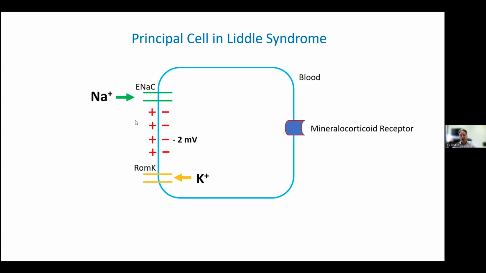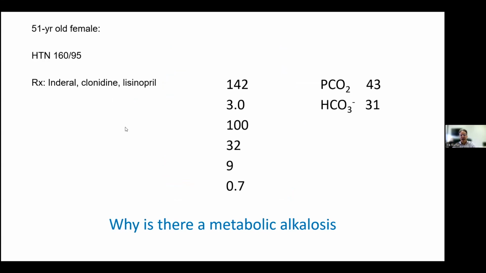Okay, so the picture in Liddle syndrome looks very different. Now let's go back to our patient. Our patient, yes, had hypokalemia. Now we can say this is due to principal cells hypersecreting K because the apical membrane voltage in the principal cells is now depolarized. So we have an understanding of that. But what we don't understand and haven't talked about is, why does the patient also have a metabolic alkalosis? What does ENaC and depolarizing the apical membrane voltage in the principal cell have to do with acid-base balance? And that's what we're going to talk about in the next slides.